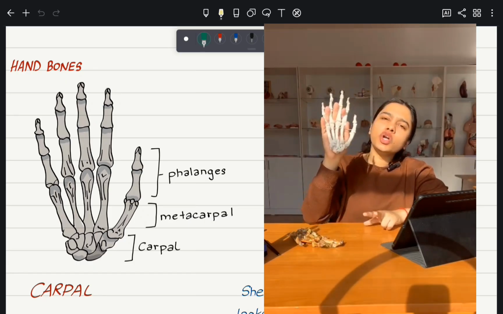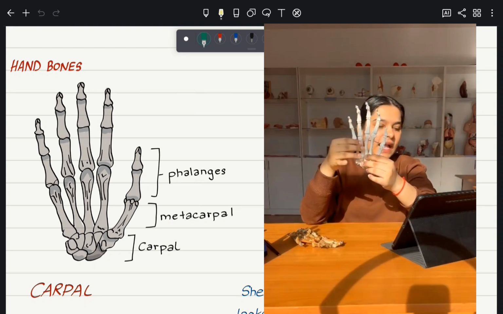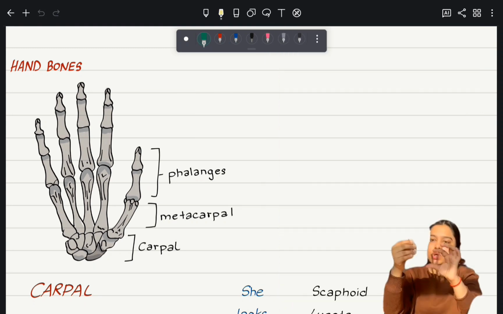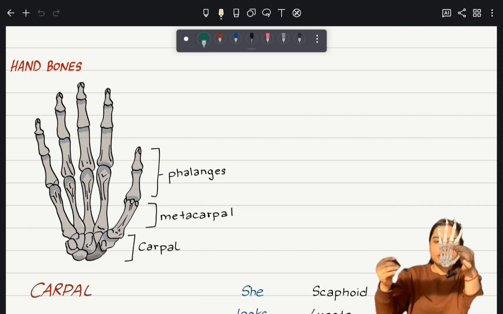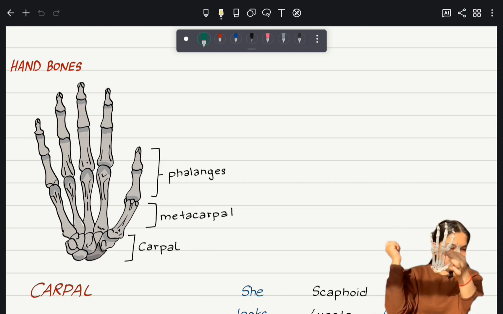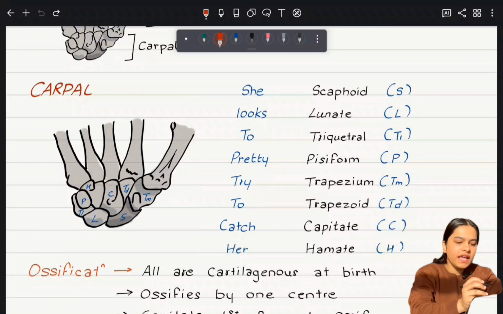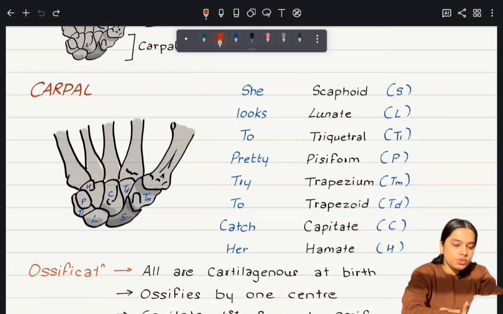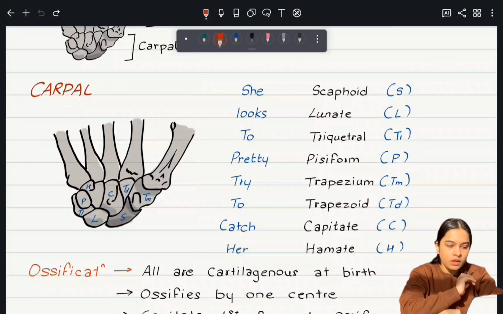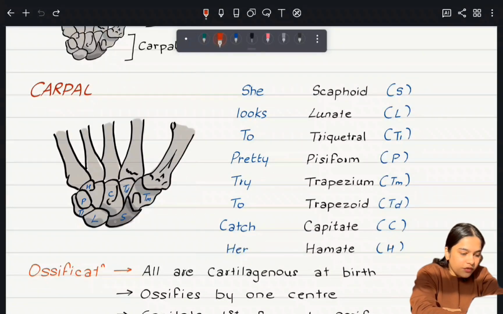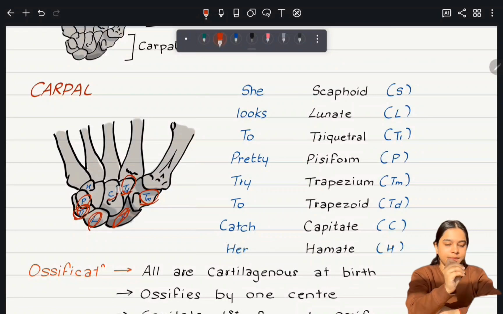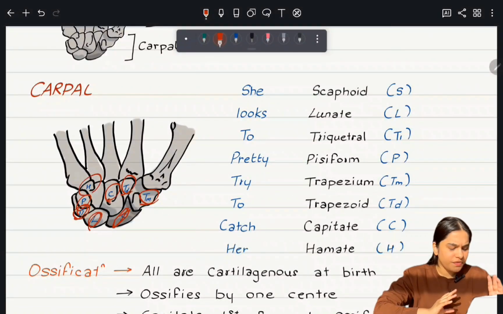Hello folks, talking about the hand bones, as you can see in my notes too, we have carpals, metacarpals and phalanges. Starting with the carpal bones, we have a mnemonic: "A she looks too pretty, try to catch her." So for S we have scaphoid, lunate, then triquetral, pisiform, then trapezium, trapezoid, capitate, hamate. So these are the 8 bones of the carpals.